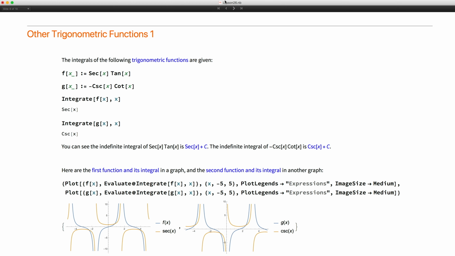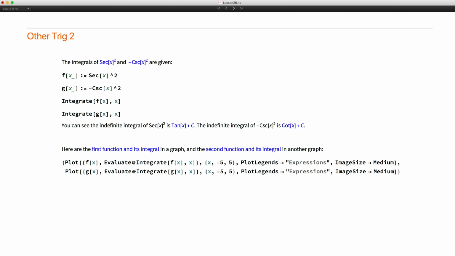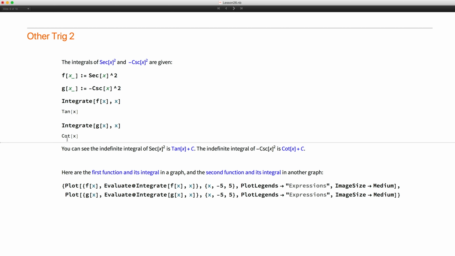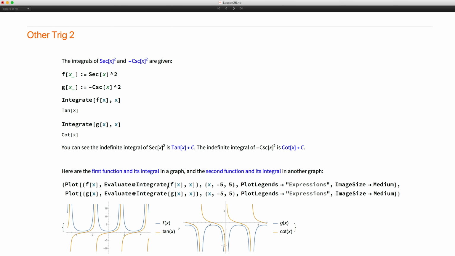And as my final example, let's take even harder trig functions. If I give you secant x squared and negative cosecant x squared, then the first integral is tangent of x because the derivative of tangent of x is secant of x the whole squared. And similarly, the derivative of cotangent of x is negative cosecant of x the whole squared. So again, here's a plot of all the functions and their integrals.